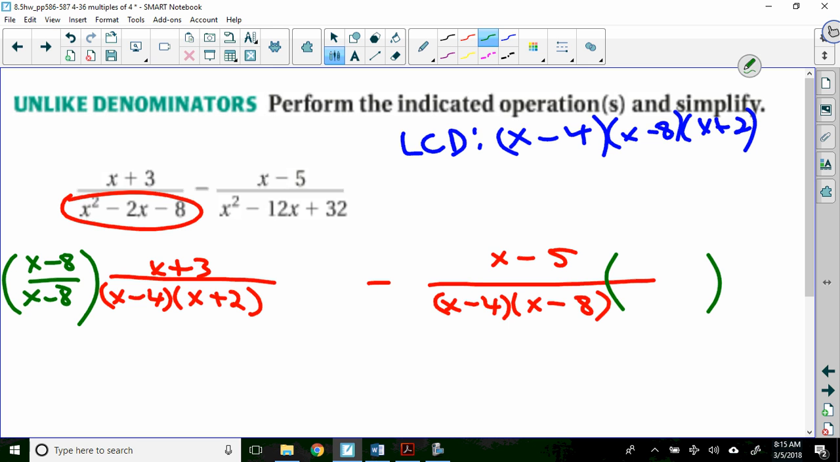What's that other one going to need that it doesn't have? The x plus 2 over x plus 2, right? Okay. All right. So now we can use the distributive property. I'm really good at FOILing.